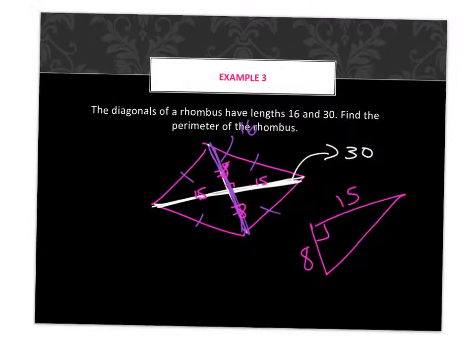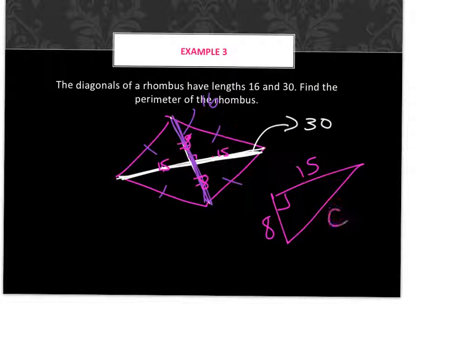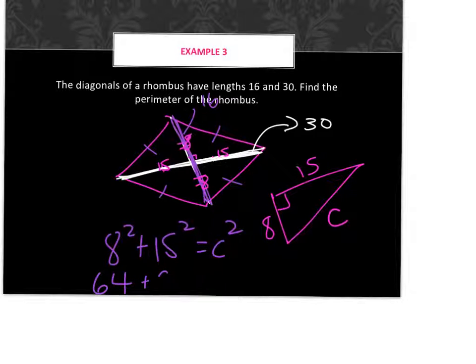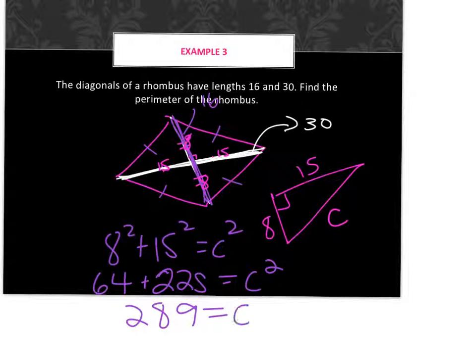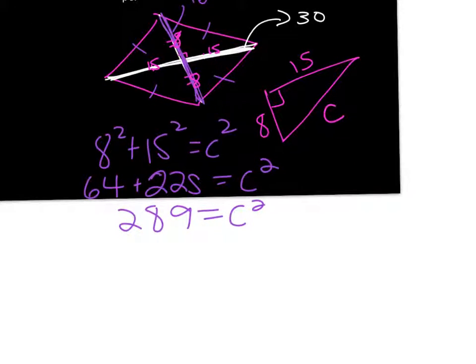So then my Pythagorean theorem would be 8 squared plus 15 squared equals c squared. Was this on your triples list? Yeah, right. So this is 64 plus 225, which is 298, or sorry, 289. And the square root of 289 is 17.